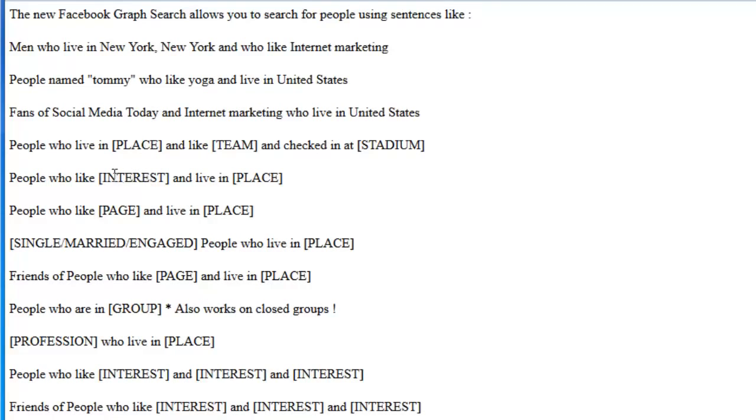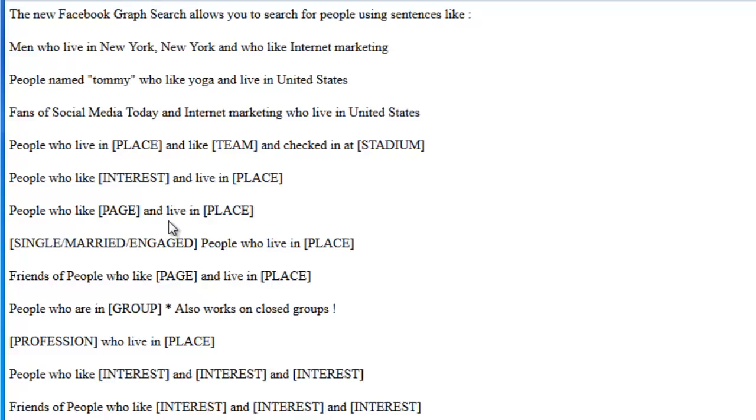As we take a look at these searches, you'll notice the type of structure that we have. People who live in, say, a place and like a team and maybe checked in at a certain stadium or arena. People who like, and then you put in their interest, and live in, and then you can put in their place. People who like a certain page, so if there's a page that's in your category, you can look for that, and maybe they're from a certain state. You can put their marital status, whether they're single, married, or engaged, people who live in a certain place. So if we want to find all of the engaged individuals that live in Tennessee, we could do that.